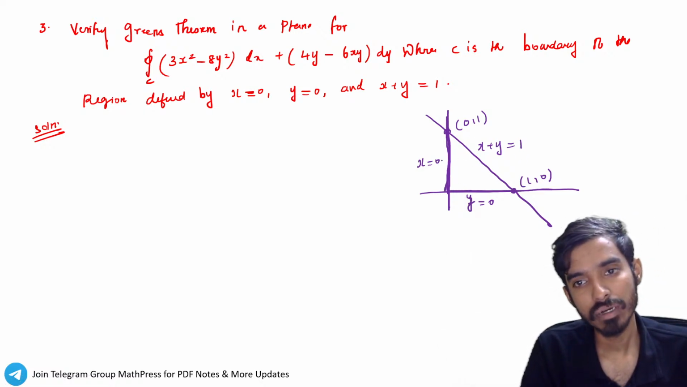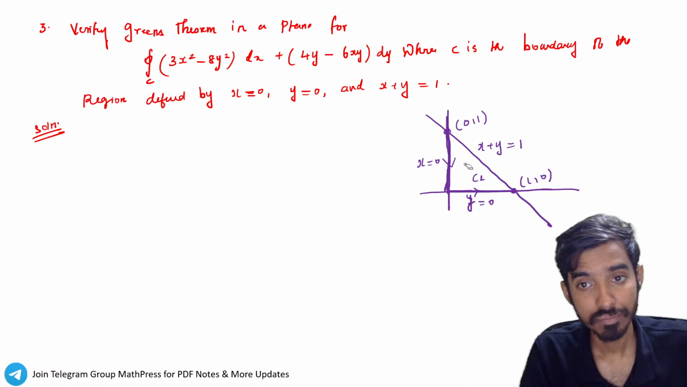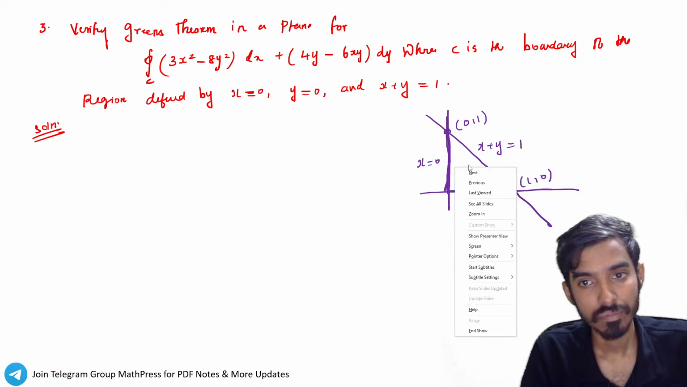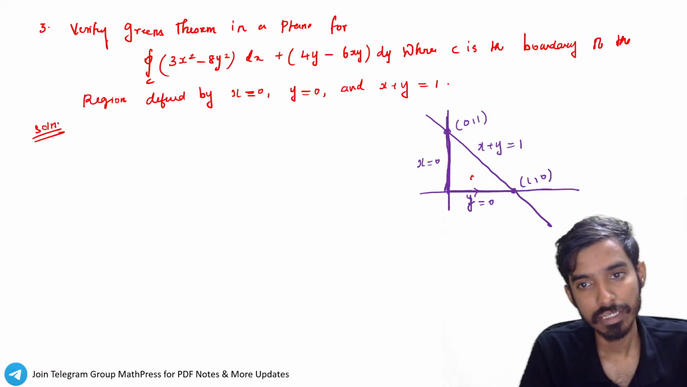So we will have three curves, C1, C2, C3. You can take any order. So here you will have, let's call this C1, call this C2, call this C3, right?